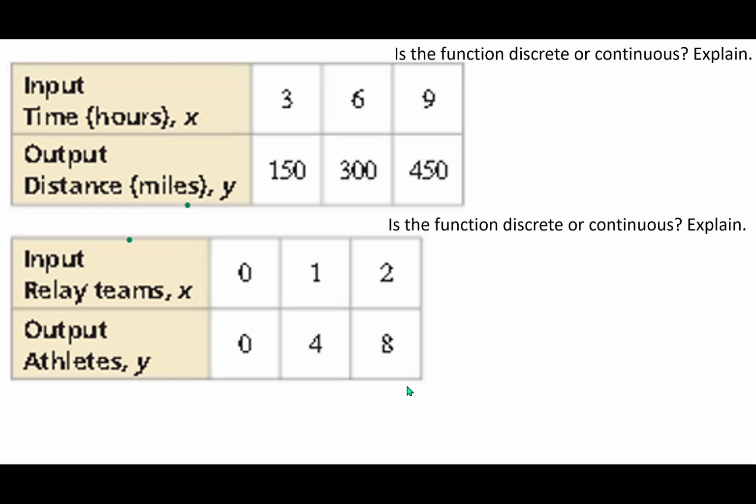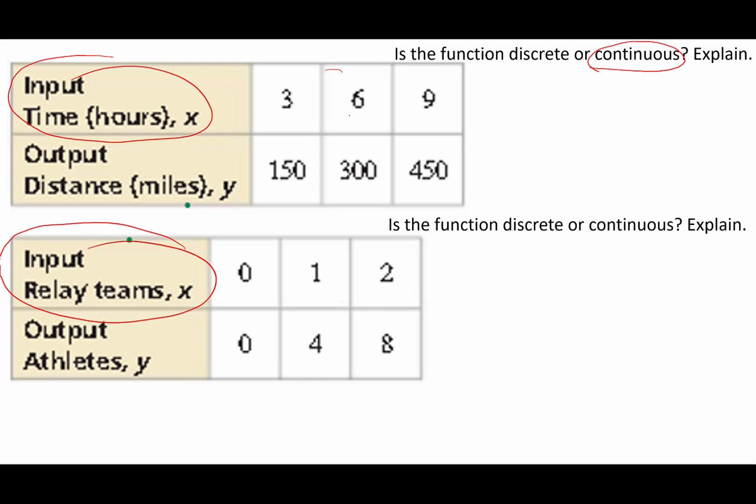Okay, so these here both give me that. In this top one, my input is time, and in the other my input is relay teams. So we're going to look at our input. Since our output is based on our input, we only need to look at the input. In this one, we've got time. We know that time is continuous. We're talking about hours, so I can have 3.5 hours, and that would give me a value in between these two.